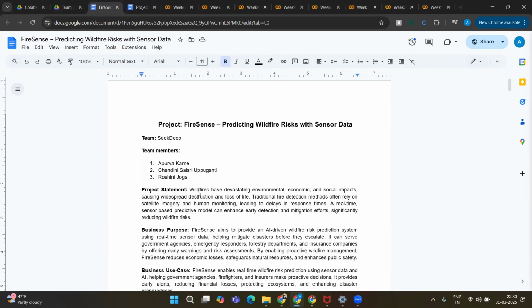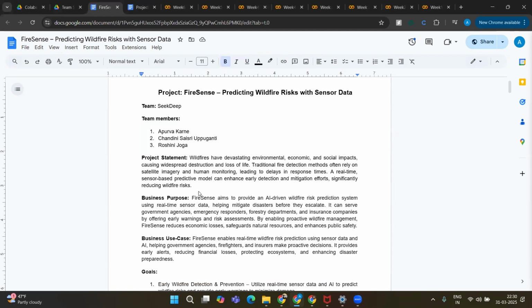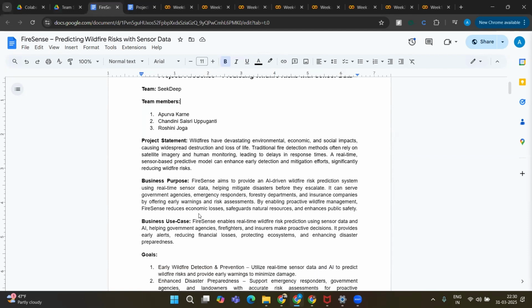This is a problem statement where we are going to use data and analysis on it to enhance early detection and mitigation efforts, significantly reducing wildfire risk. It's a business purpose, and this is a business use case.